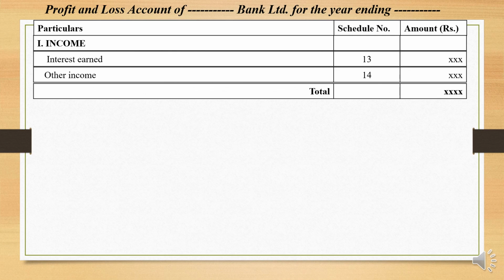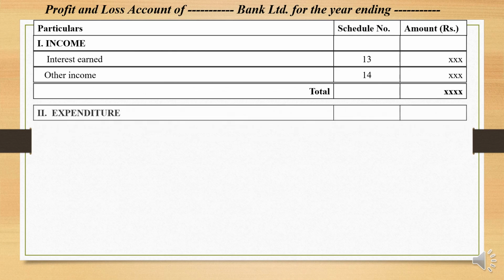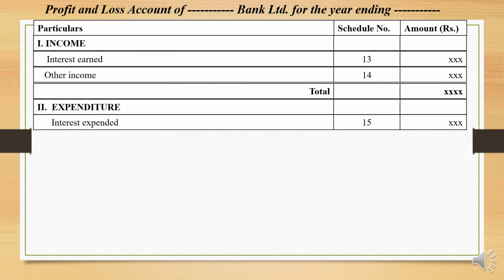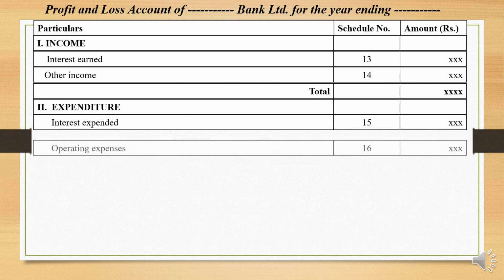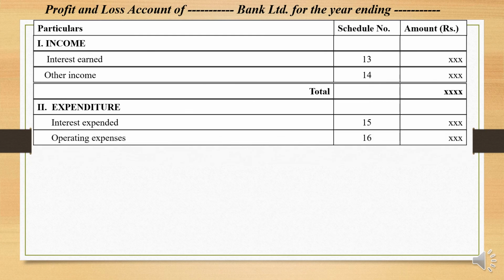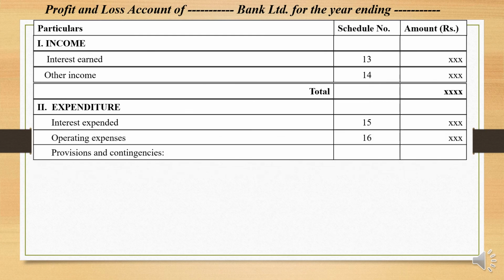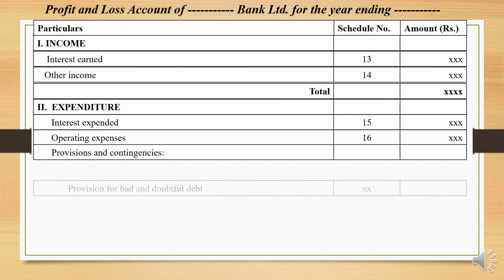With this we'll get the total income. Then we'll deduct expenditure. The first expenditure is interest expended, schedule number 15. Next one is operating expenses, schedule number 16. And one more is provisions and contingencies. It doesn't carry any schedules, but under this heading we have two items.